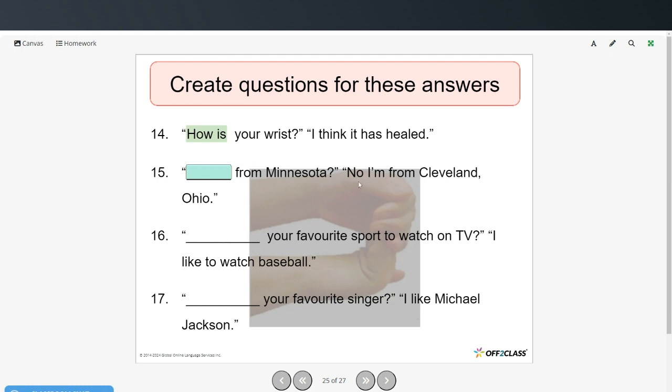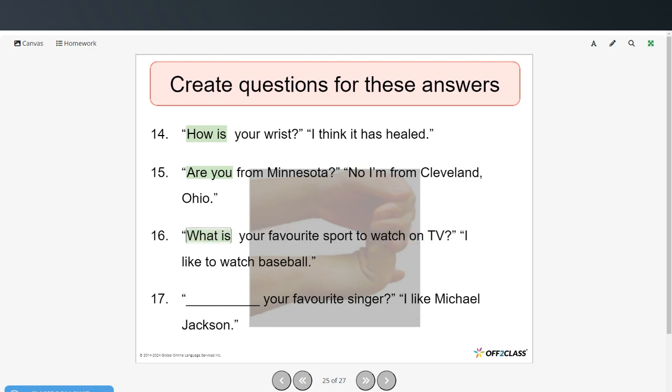So this would be one where you need to start with the to be verb because it has a no answer. Yes or no questions always start with the verb. So this one would be, are you from Minnesota? The answer, I like to watch baseball. So the question would be, what is your favorite sport to watch on TV? I like Michael Jackson. The question would be, who is your favorite singer?